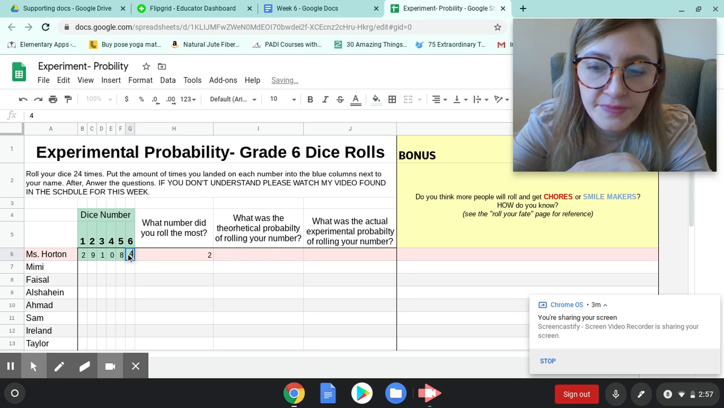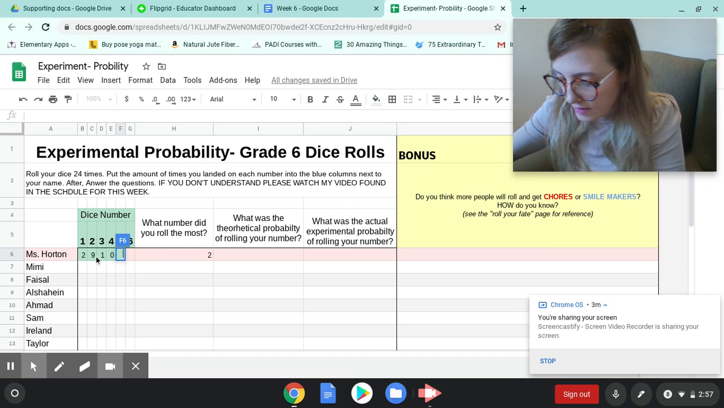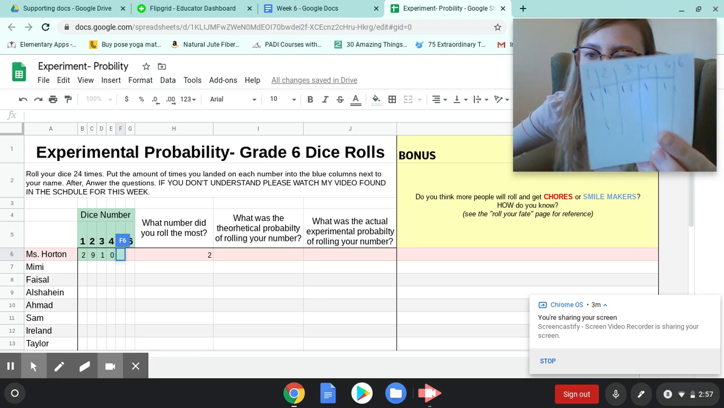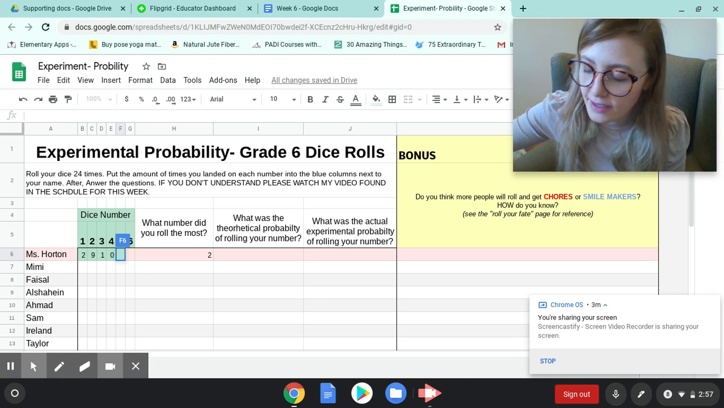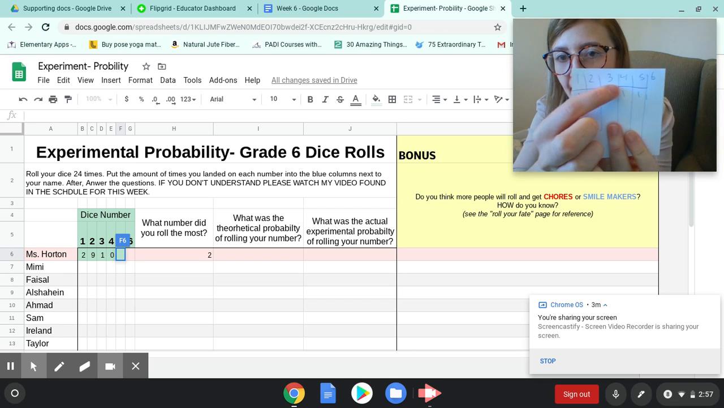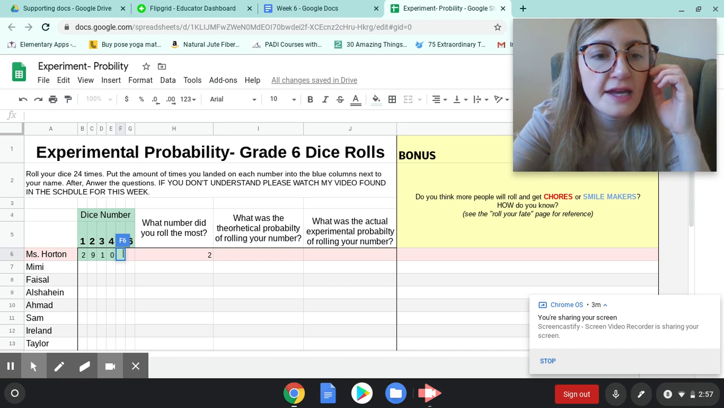So let's say I rolled a 4. Oh my gosh. Okay, I made a little chart. I wrote down a little tick. Okay, that's 1 four. Roll again. Oh, it's a 5. Okay, now I'm going to put a tick in the 5 box. I'm going to keep doing that 24 times. Then I'm going to enter my numbers in here.